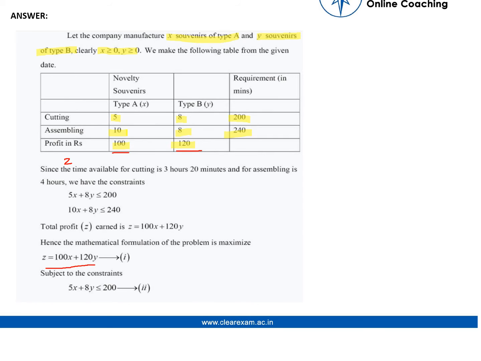Now there will be two more equations. Second will be 5x plus 8y should be less than equal to 200, and the third equation will be 10x plus 8y less than equal to 240.